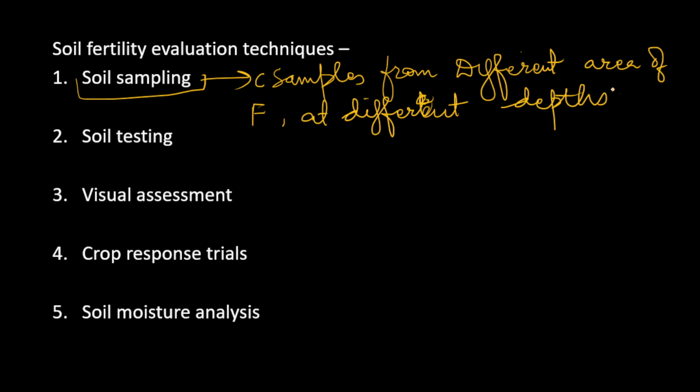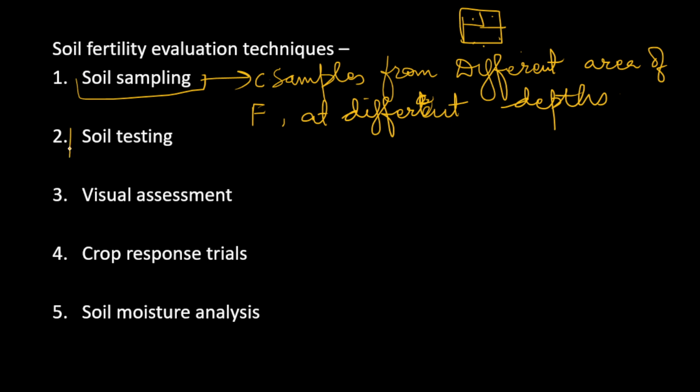Suppose this is our field, and this area might be good in fertility status, but this lower area could be low. That is why we have to take samples from different areas at different depths, because soil fertility can also vary with depth. With proper sampling, we will get to know which parts of the field have good soil fertility and which parts have low soil fertility.